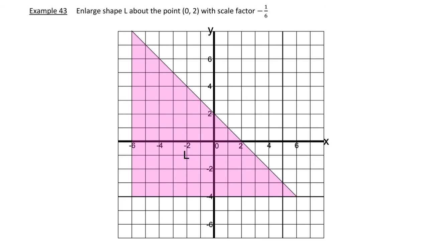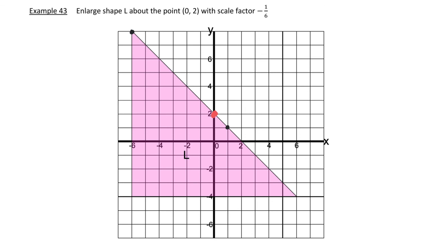Example 43, enlarge shape L about the point 0, 2. So 0, 2 is here, and about a scale factor of -1/6. For this one, we're just going to count squares because the construction lines will go through these, so it's a little bit awkward. So to get from our centre to the top, we're going to go left 6 and up 6. If we multiply that by -1/6, we'll end up going right 1 and down 1. So the first image point of the top one is at the point 1, 1.